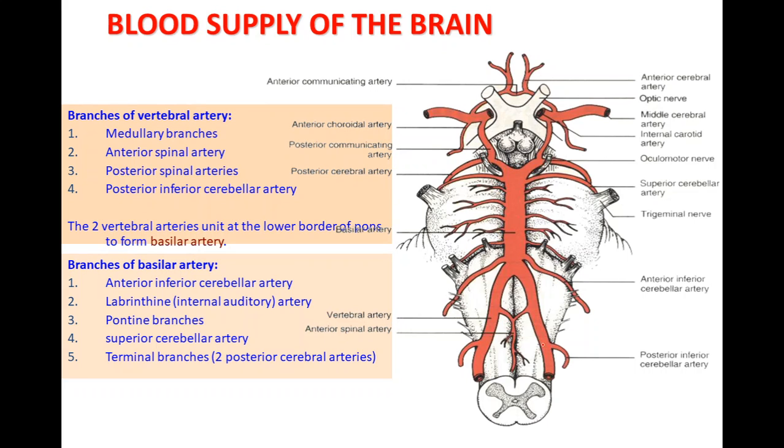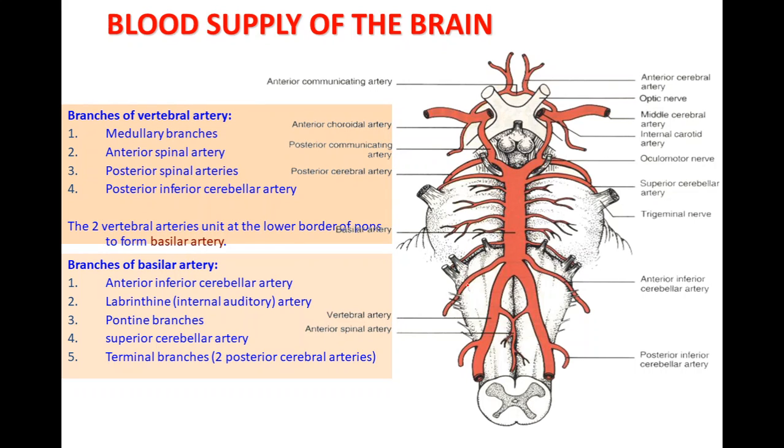As I said, they begin from the subclavian artery, run through the foramen transversum of the cervical vertebra, and then pass through the foramen magnum, pierce through the dura, and then reach the lower border of the pons. See here, this is the medulla, this is the pons, and the upper part is the midbrain.